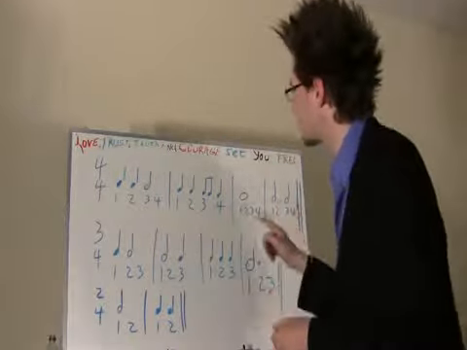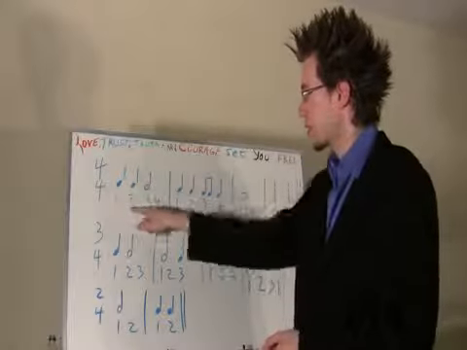And the first one up here, it has a quarter note and a half note. So this is going to get clapped like this. 1, 2, 3, 4. Or 1, 2, 3, 4. That'd be a faster way of clapping it. Okay, so that's this bar.